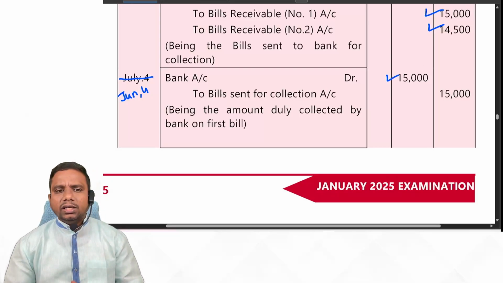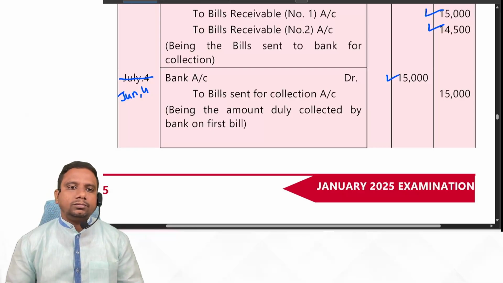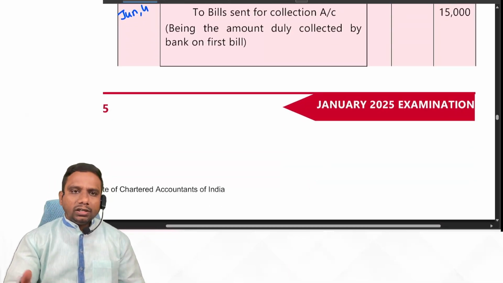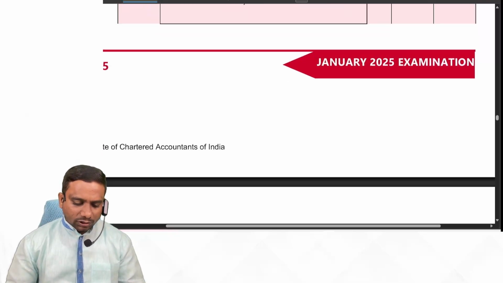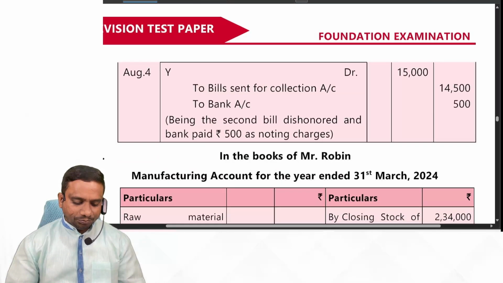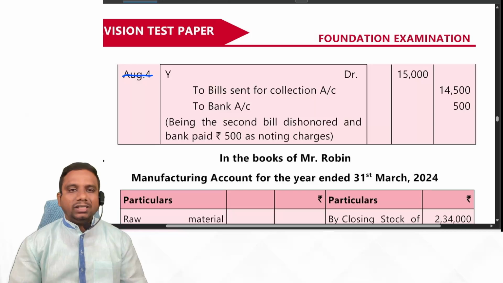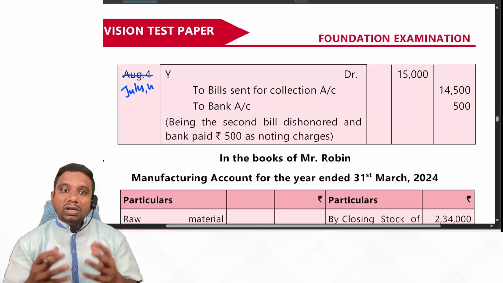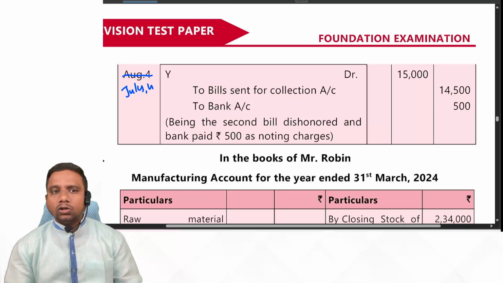So immediately on the due date of the second bill. What is the due date for the second bill? One month later. So June, July. July 4th is the due date for the second bill. You observe carefully. It is not August 4th. It is July. The second bill is dishonored. So what is the dishonor entry?